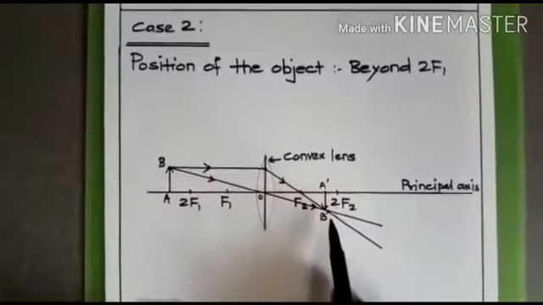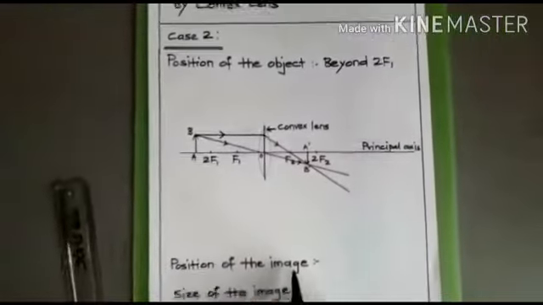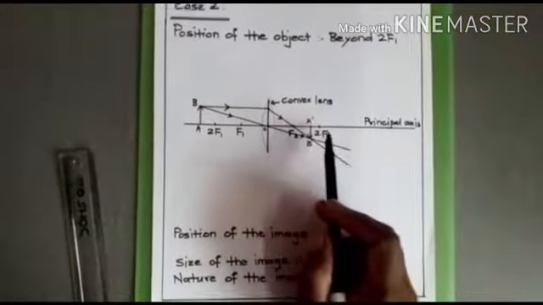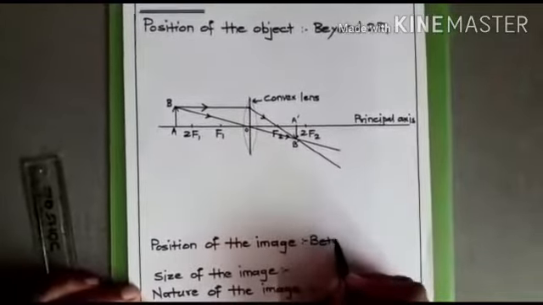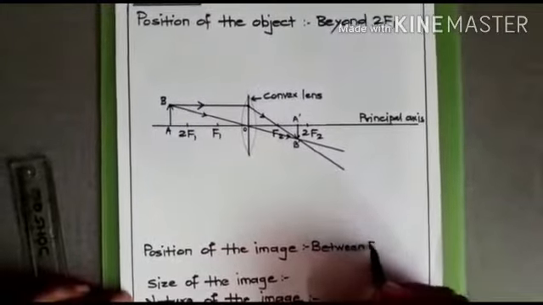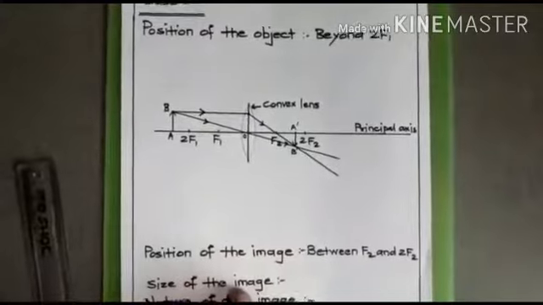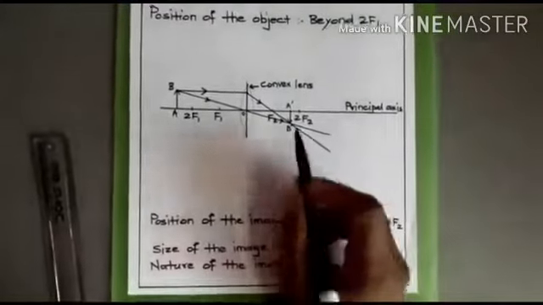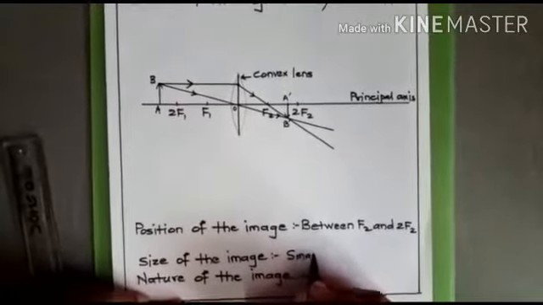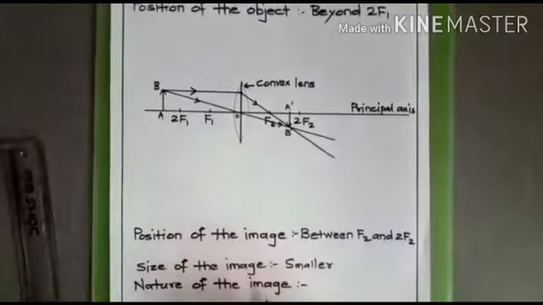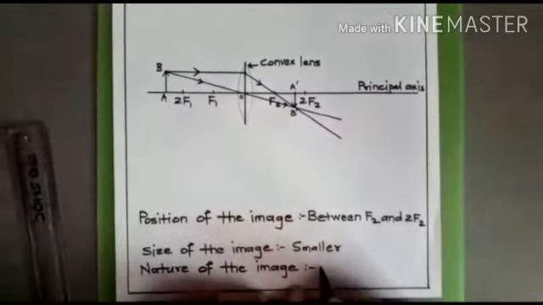What are the properties of this image? Position of the image: between F2 and 2F2. Size of the image: it is smaller than the object. Nature of the image: it is real and inverted.